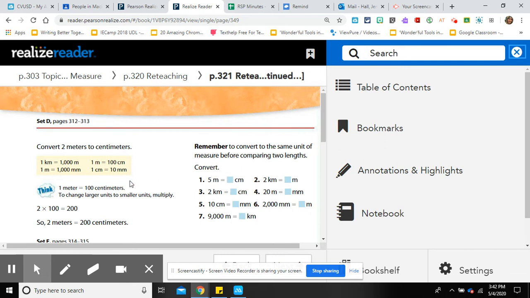All right, set D is working with, let me check here. Set D is working with 13-4. And 13-4, I believe, starts our metric units, right? Yes, metric units of length.